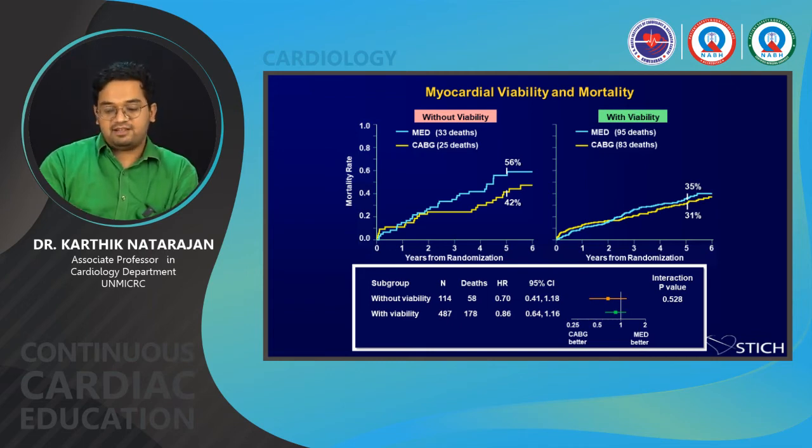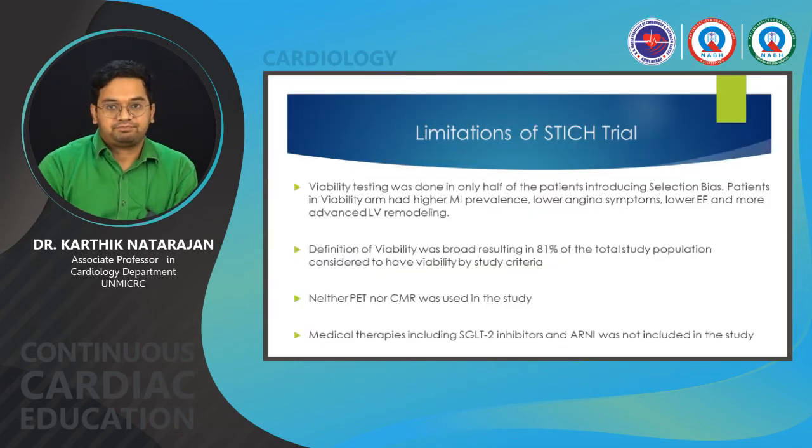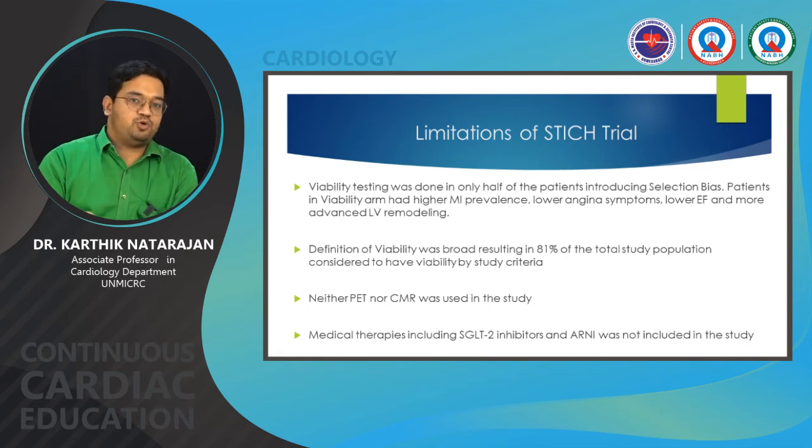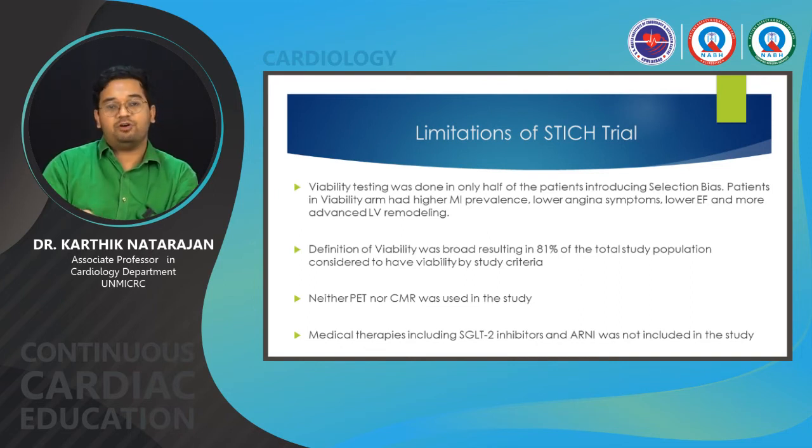But what is the limitation of this trial? First of all, only 600 patients out of the 1,200 patients underwent viability testing. So there was a lot of selection bias. Plus the patients who were included in the viability arm had higher MI prevalence, lower angina symptoms, lower EF and more advanced LV remodeling. In fact, the LV end diastolic volume in these patients who were found to be viable was more than 120. So even other studies have shown that with this advanced LV remodeling, even if you have viability, even if you have some symptoms of ischemia, the overall prognosis remains very poor with revascularization. So the selection of patients was not proper.